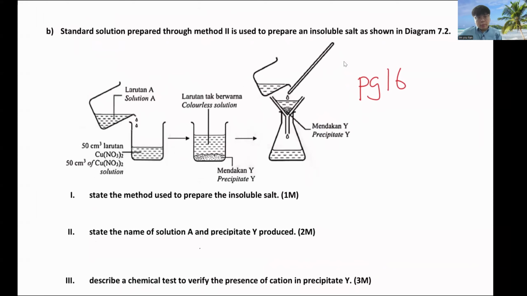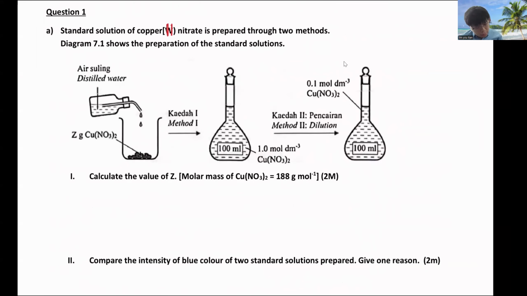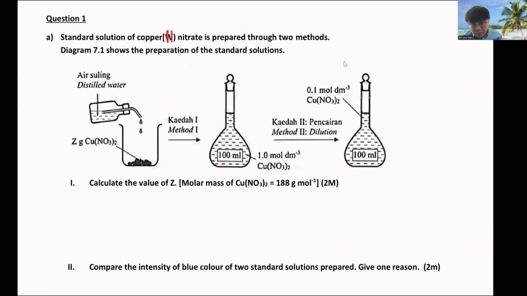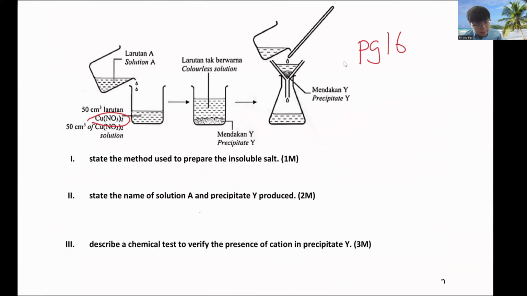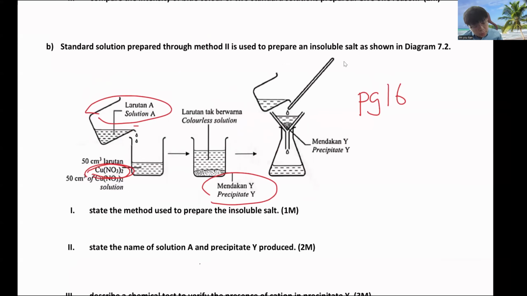Okay, if you look at this question, they're using copper 2 nitrate because they're using a standard solution here, standard solution above. Then they prepare this copper 2 nitrate. Then they add a solution A. Then it forms an insoluble salt. And what they ask you is to prepare an insoluble salt.